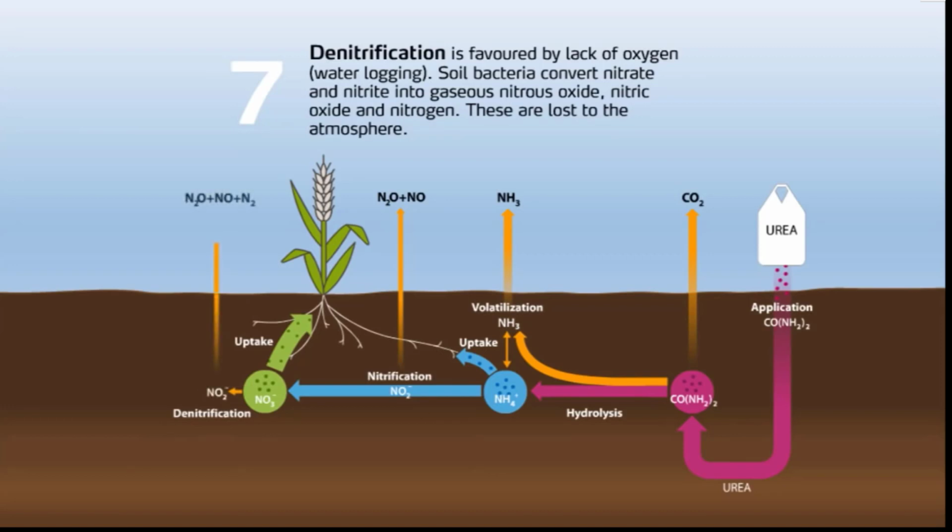Denitrification is favored by lack of oxygen, for example due to waterlogging. Soil bacteria convert nitrate and nitrite into gaseous nitrous oxide, nitric oxide, and nitrogen. These are lost to the atmosphere.